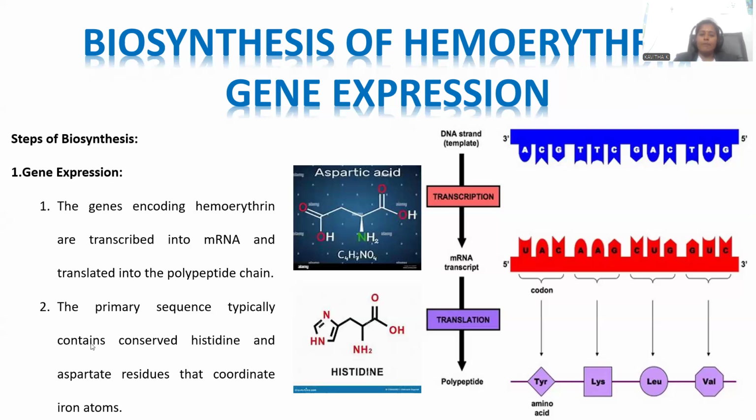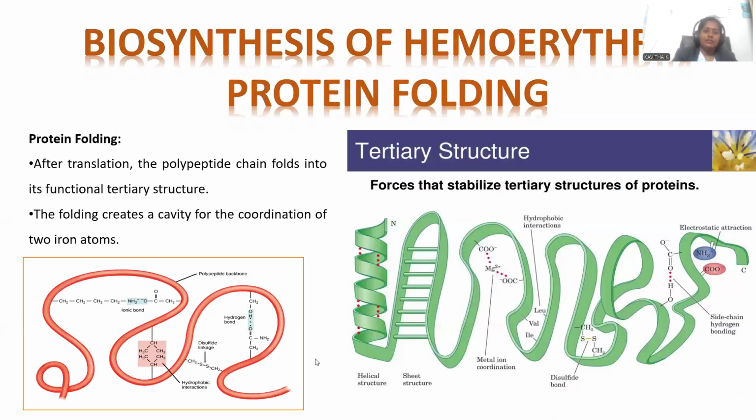be protein only. A primary sequence typically contains histidine and aspartate residues that coordinate with the iron. The requisite amino acids for whatever polypeptide you are expecting, in terms of hemerythrin, are composed of aspartic acid and histidine together. They take part in this transcription and translation process, giving rise to the polypeptide chain. It is polymeric in nature. This is the way the sequential arrangement of histidine and aspartate residues takes part, giving rise to the polypeptide chain by means of the gene expression process. Later, protein folding is the next step, right?